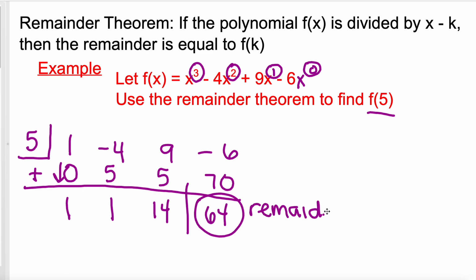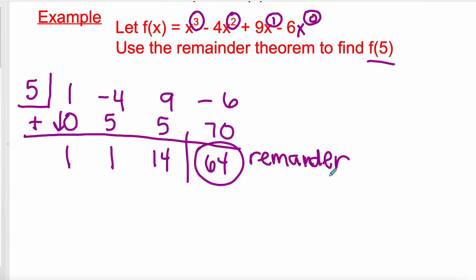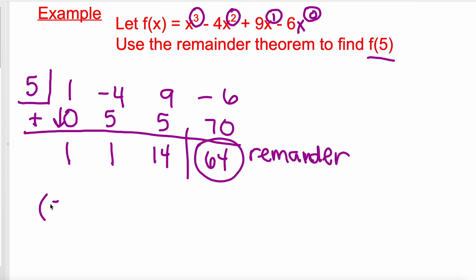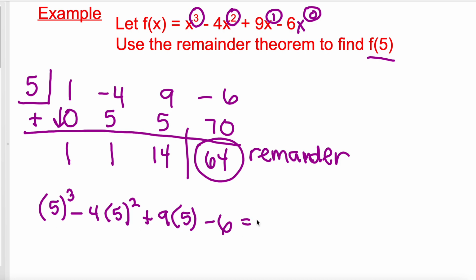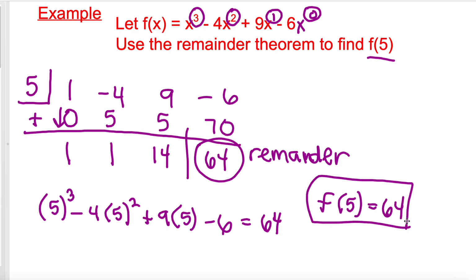And what this is saying is, oops, I forgot my n, that it's like if I were to plug 5 into that, so like if I were to take 5 to the third power minus 4 times 5 to the second power plus 9 times 5 to the first power minus 6, if you type this in your calculator, it is going to equal 64. So what synthetic division does is, you do synthetic division, and whatever that remainder is, that is the value. So that means f of 5 is 64 in this problem.